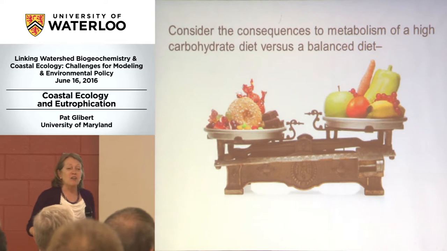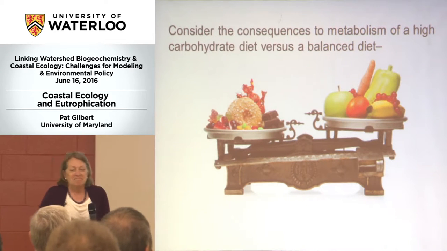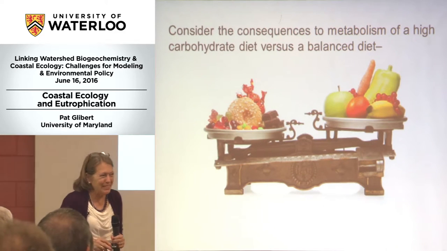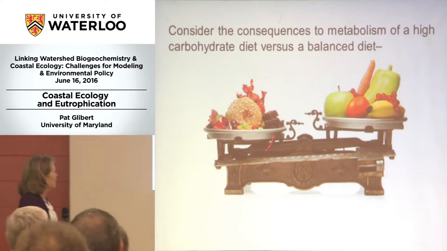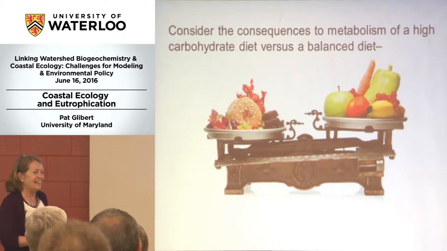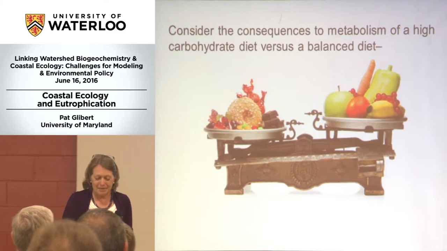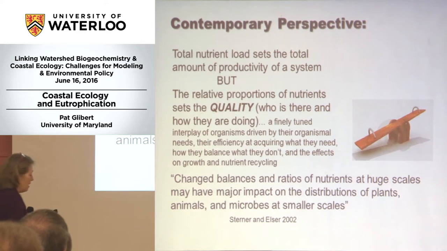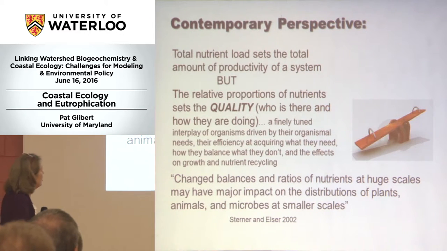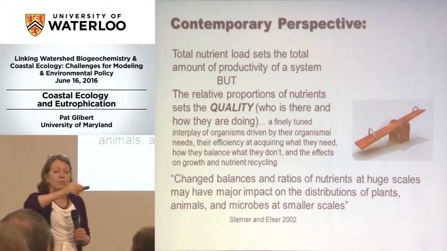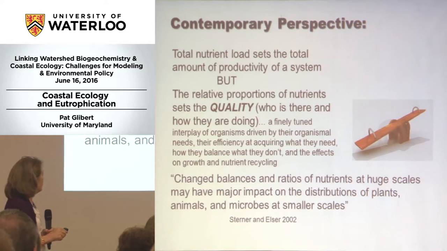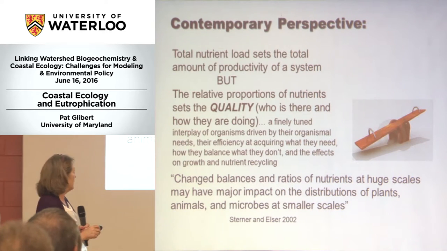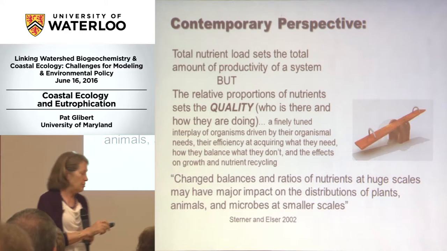But we all know that eating just calories isn't the only thing that has to do with your metabolism. If you eat a 2,000 calorie a day donut diet versus a balanced diet, your metabolism is affected, and the same is true for food webs. So our current perspective is that the total nutrient load sets the total amount of productivity that a system can maintain, but it's the relative proportions of nutrients that sets the quality, who's there and how they are doing.